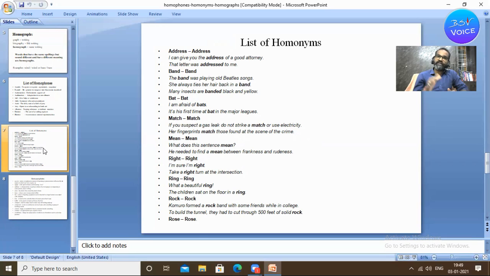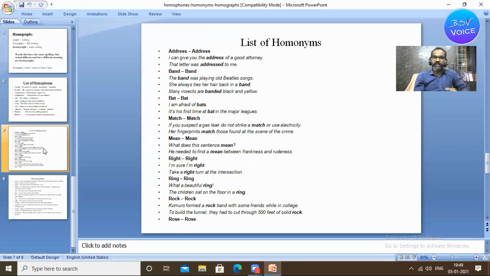The letter was addressed to me, and he has addressed the meeting. It is addressed to me, right? The letter is addressed to me, and he has shown the right address to the right person. Here you can use the same spelling, the right accent and everything, but it means different. So there is a contextual difference.